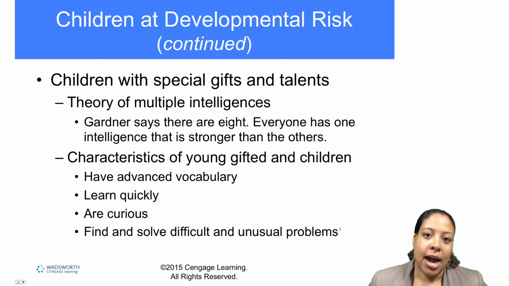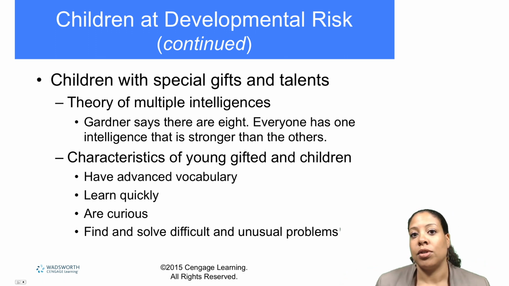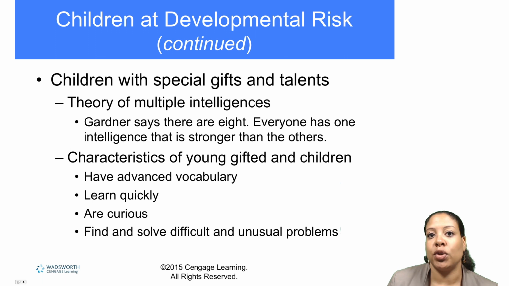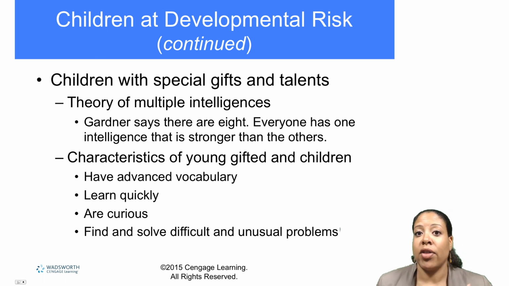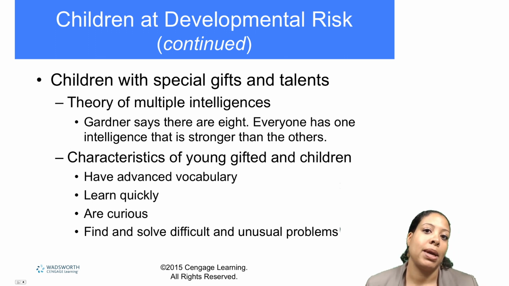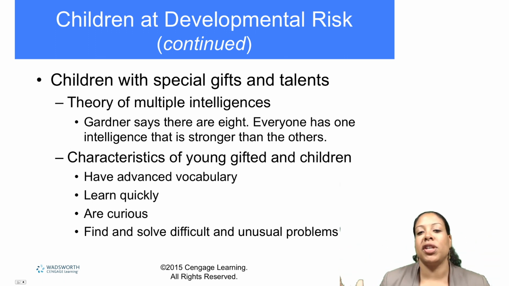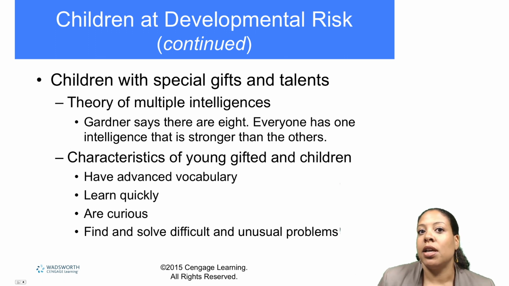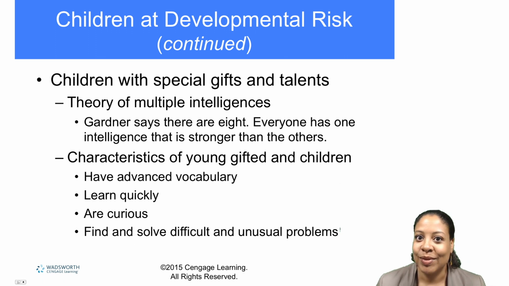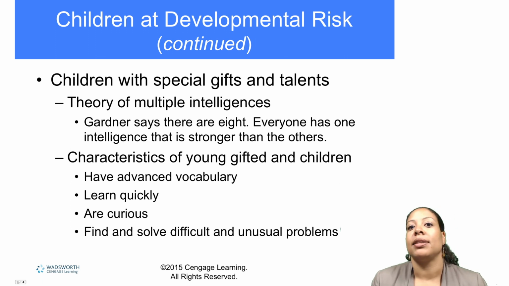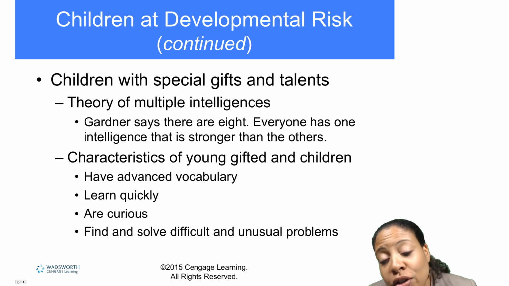On the other side of the continuum that we talked about, on one side we talk about children who are delayed, and then on the other side we have children who excel, who are ahead of their typically developing peers, and this would include children with special gifts and talents. I like to consider all of this under the umbrella of exceptional children. So there's a theory of multiple intelligences. Gardner says that there are 8. Do you know what those 8 are? You might want to check and Google that. And everyone has one intelligence that is stronger than the others.